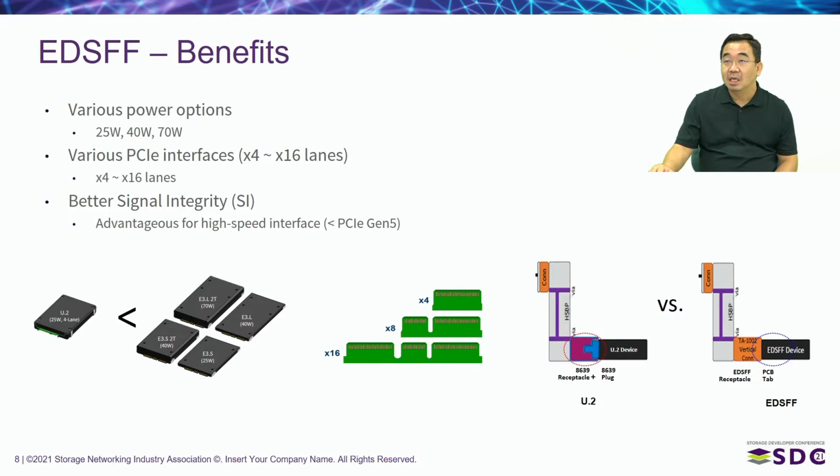Third, EDSFF enables better signal integrity of the device. If you look at the right bottom of the slide, a U.2 device has 2 connectors, an 8639 receptacle and plug, while an EDSFF device has only 1 connector on the backplane side. The new design allows better SI, and it enables EDSFF devices to use high-speed interfaces over PCIe Gen5.